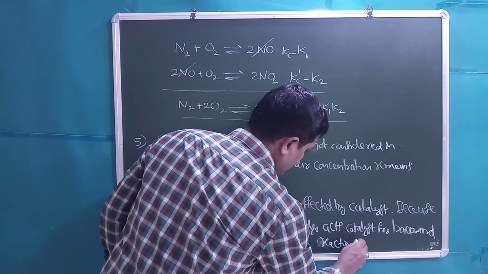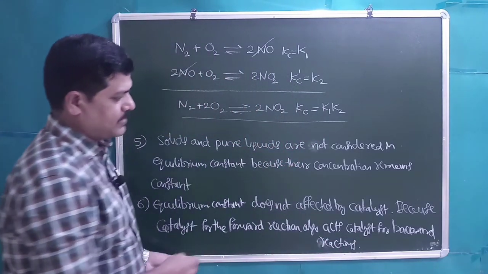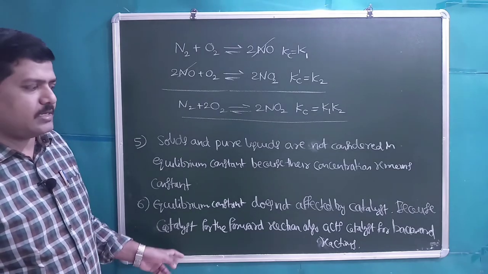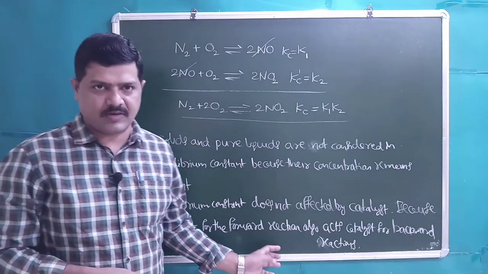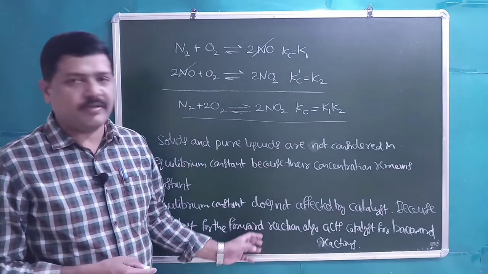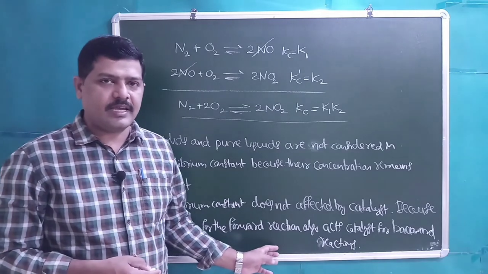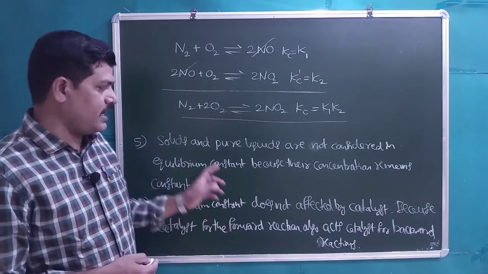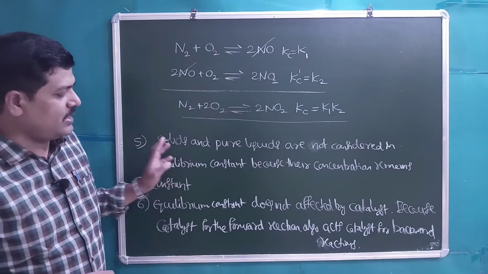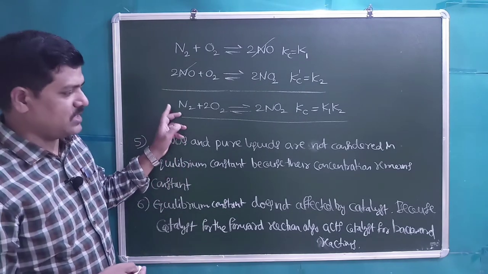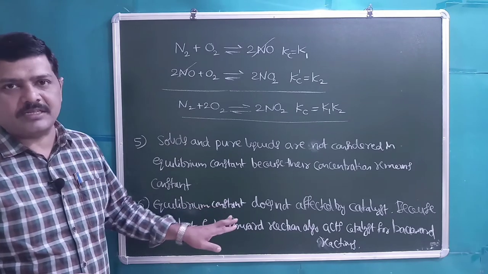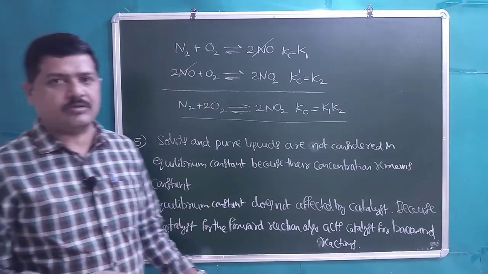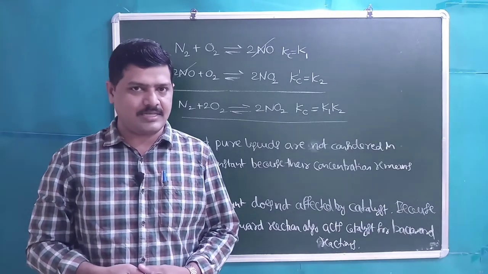Students, in the chemical kinetics chapter, the rate constant changes with two factors, one with the temperature and the other with the catalyst. When we use a catalyst, the rate constant value changes, but the equilibrium constant depends only on the temperature. No other factor will affect the equilibrium constant. Students, let us discuss the applications of equilibrium constant now.